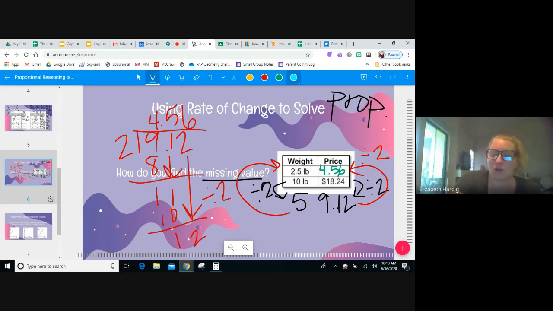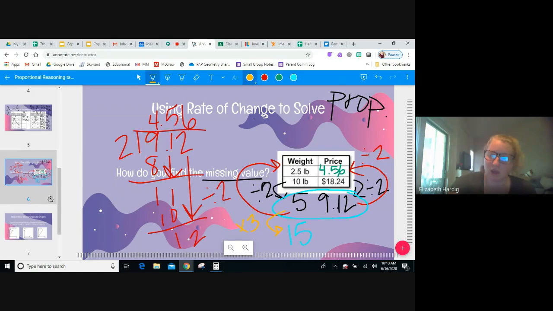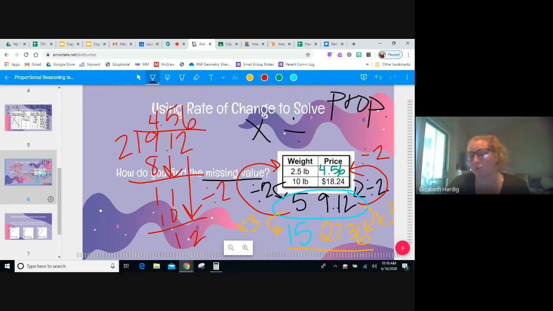What if I'm right here and I know that 5 pounds costs $9.12, and I want to find what it would cost for 15 pounds? Then just multiply by 2. Oh, multiply. Okay. Multiply by 3. Yeah, I could multiply by 3. So then to find the price, I would multiply 12 hundredths by 3 to get 27.36. Do you see how we think multiplicatively in this table? So we're always multiplying or dividing with proportional situations. Yeah. Okay.